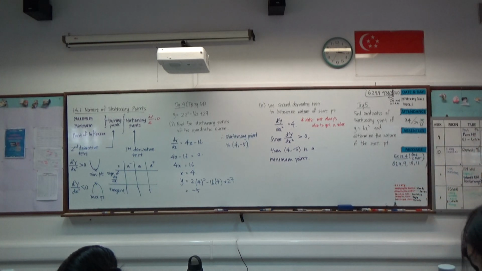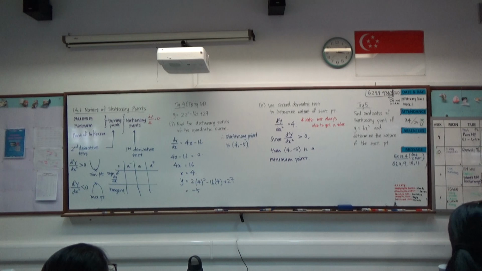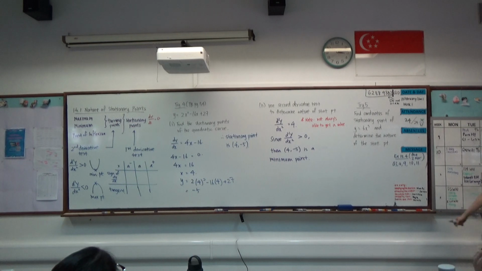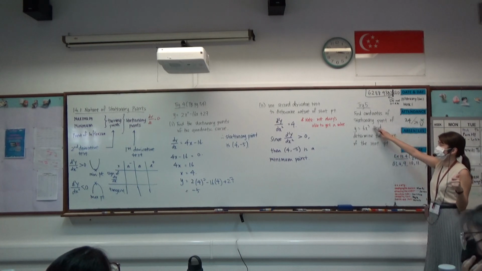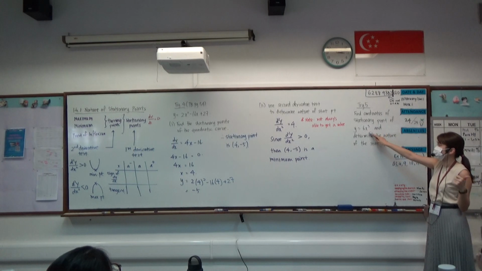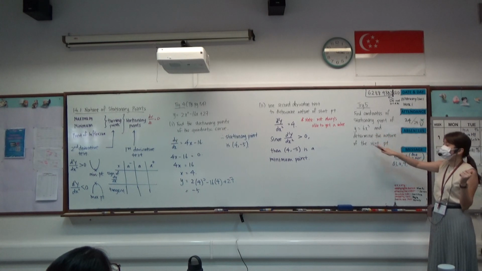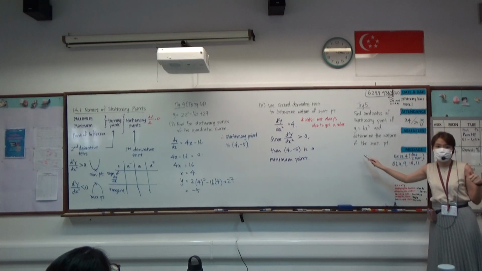Right, next we look at try 5. Okay, we want to first find out the coordinates of the stationary point given y equals 6x to the power of 5, and we want to then determine the nature of the stationary point.